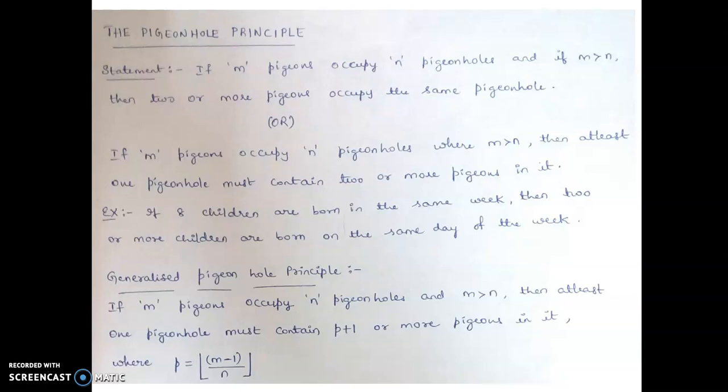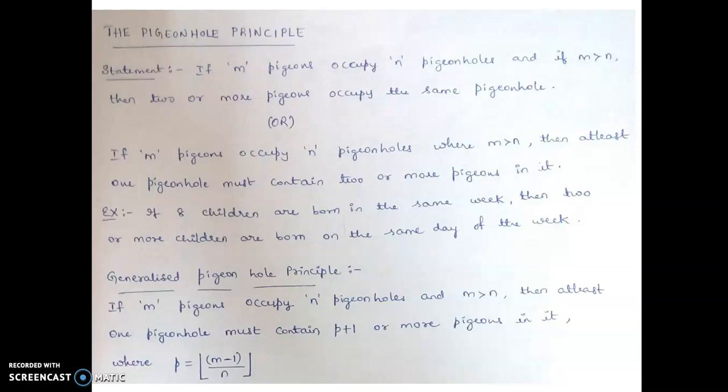So it means two or three pigeons may occupy the same pigeonhole. One more statement of the principle: if m pigeons occupy n pigeonholes, where m is greater than n, then at least one pigeonhole must contain two or more pigeons. So two or more pigeons will occupy the same pigeonhole as the pigeons are more in number and the pigeonholes are fewer. There is an example given here: 8 children are born in the same week, then two or more children are born on the same day of the week.